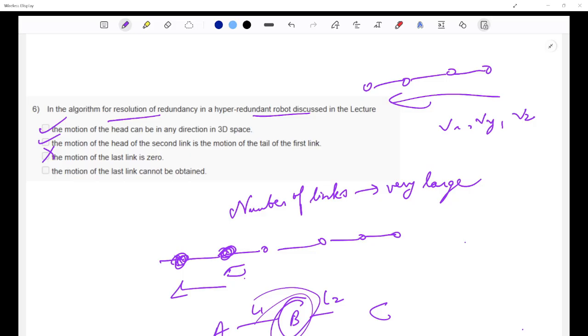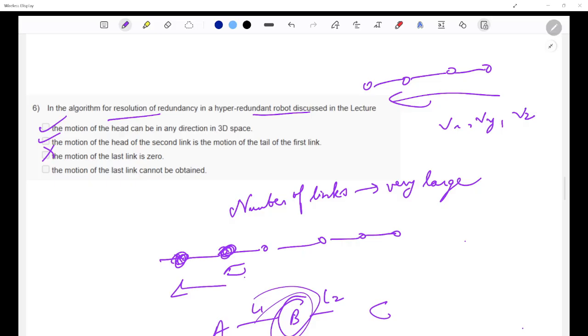Okay, so in hyper redundant robots, what happens? The motion propagates link by link, from head to tail. Okay. Let's move to the next question.